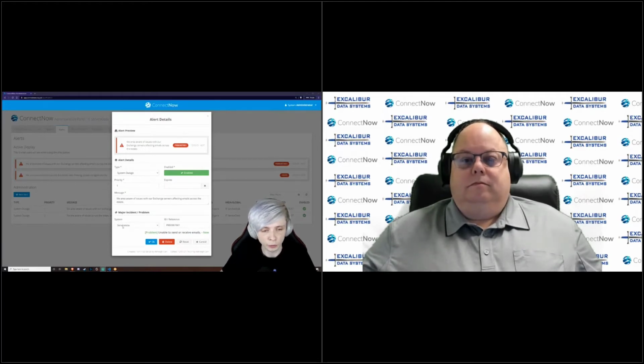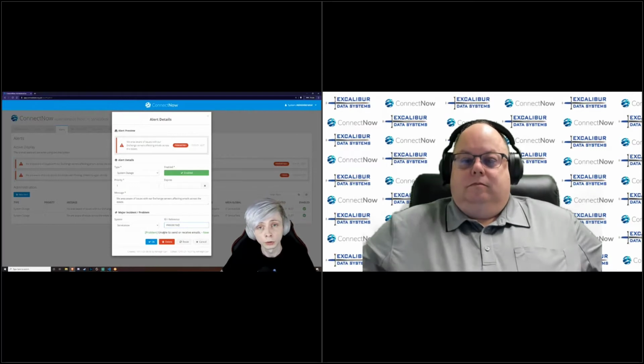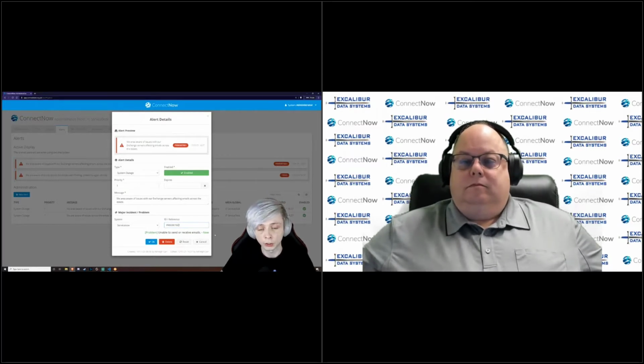So on the bottom of the form, we can see the system, and all the administrator has to do is type in the reference number of the target problem. And then what ConnectNow does is it will look up the record, check that it is a problem and not a normal incident, and it will check that it's open. Because of course, if it's resolved, you shouldn't be logging tickets against it.